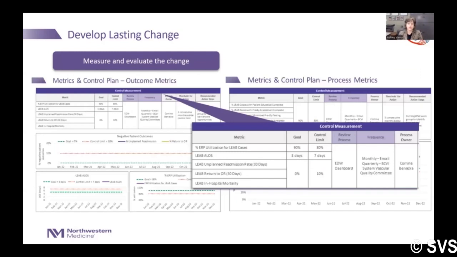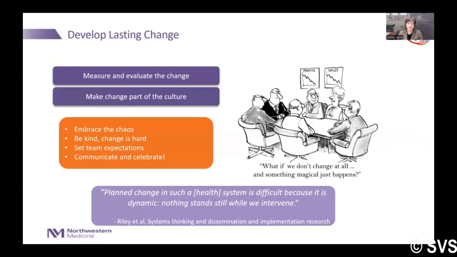Then you can use those planned process and outcome measures on a dashboard, and you have both a goal, an area of concern and what to do about it, and a person who's responsible for both creating the data and a plan for how frequently you're going to communicate that with your group. And I do think that developing lasting change is not just about reviewing the numbers, it's about recognizing the people behind the change. You have to set expectations that the change is hard and that it will be a little chaotic, because that's just the expectation for change in a healthcare system. But if you do that and you communicate and celebrate along the way, I do think it can go a long way to helping you be successful.